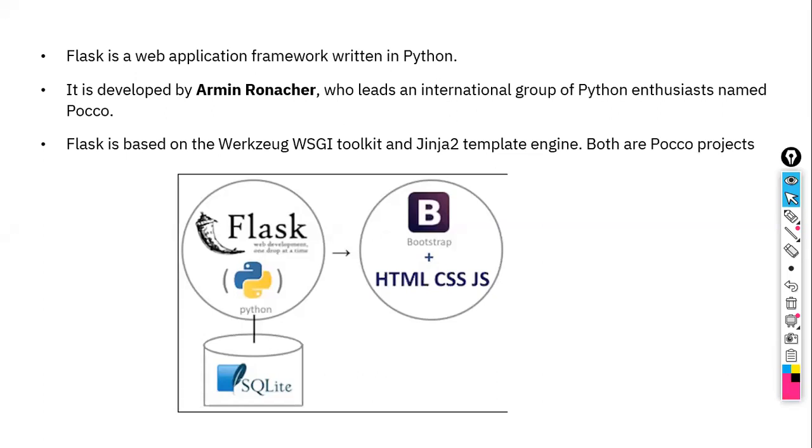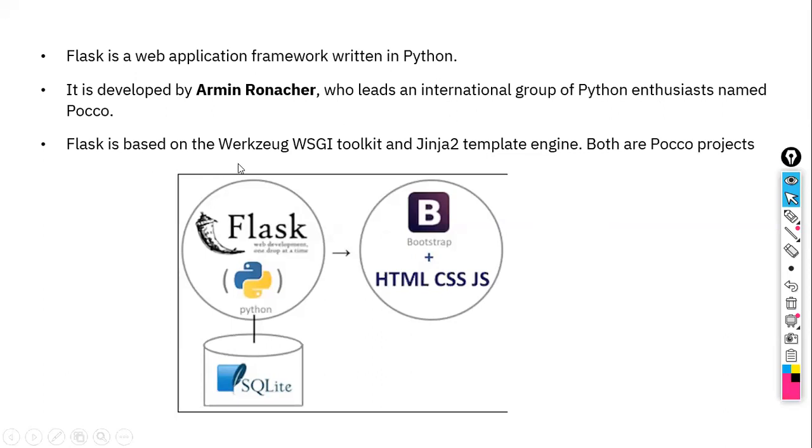In the same way, Python has a group of developers around the world. Armin Ronacher was the lead person of an international group, which they named Pocoo. They develop different libraries and functionalities, and add different features to Python. So they continuously keep working. This particular person has developed this framework called Flask.